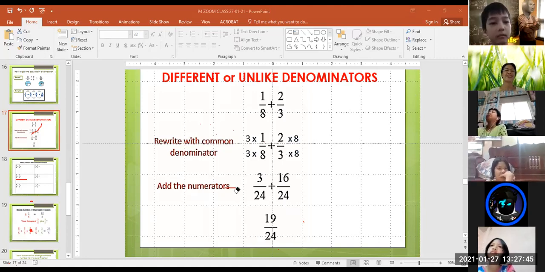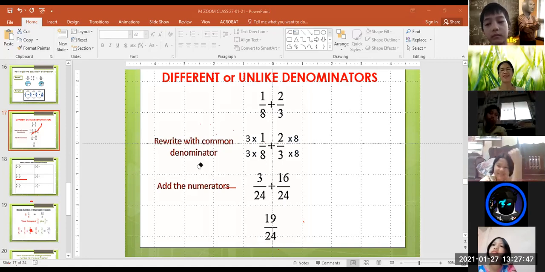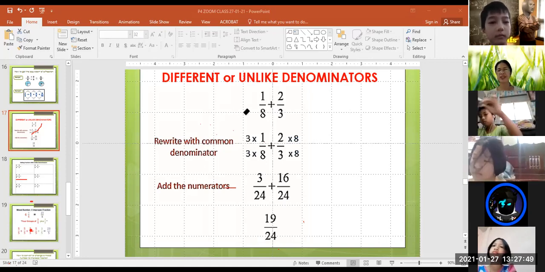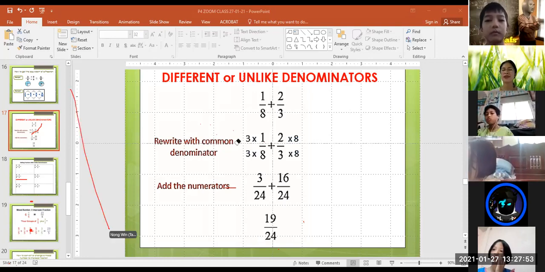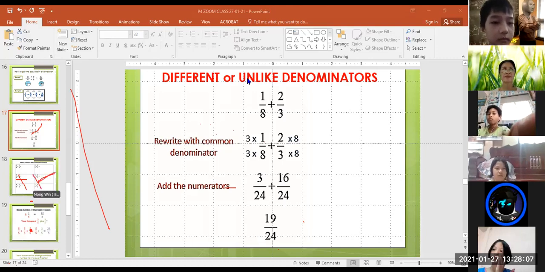Okay, now there you go. So we have the example we had. So that is 1/8 plus 2/3. You're going to get the equivalent fraction so that you will get a common denominator, or the same. Now, let's see. Anybody understand? Do you have any question?